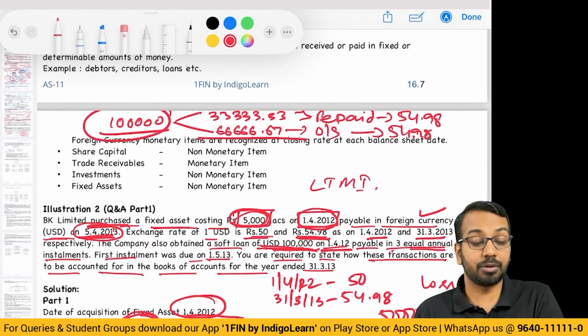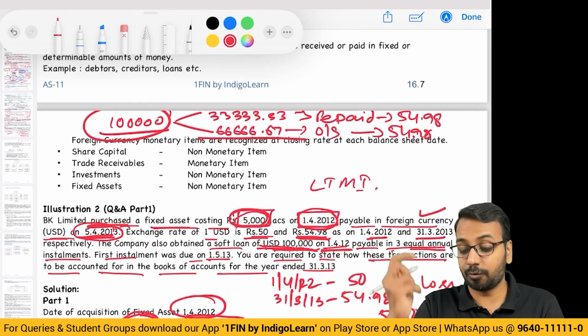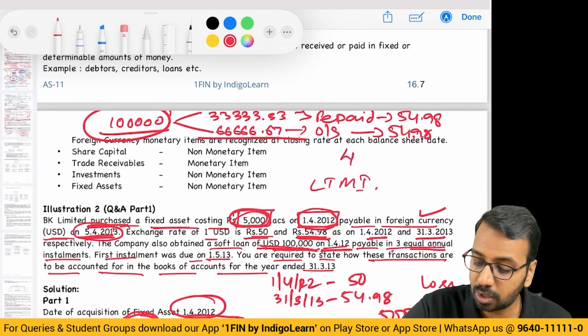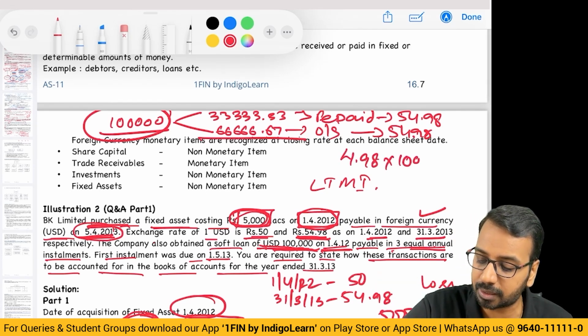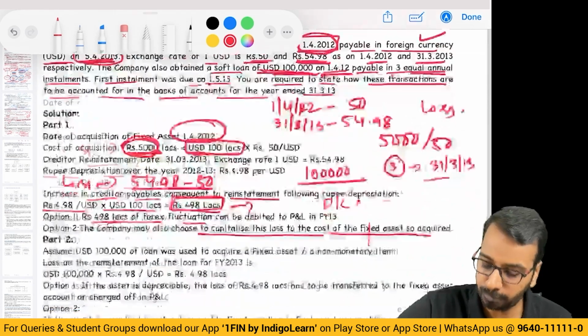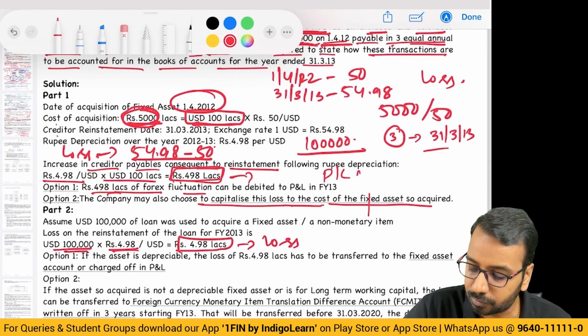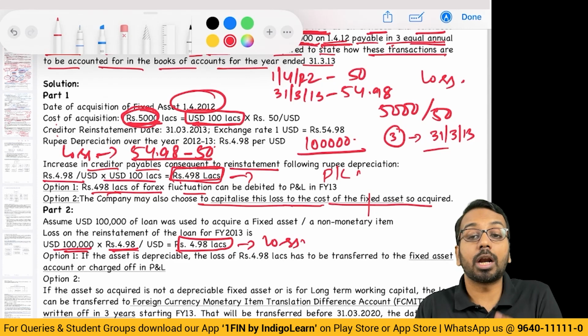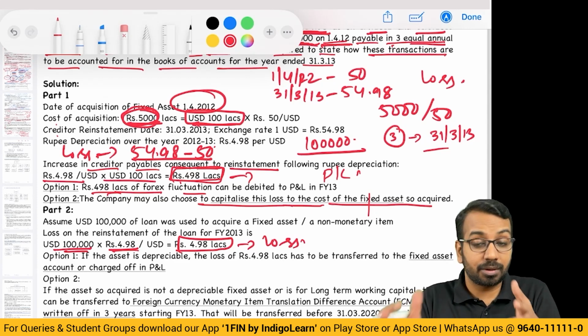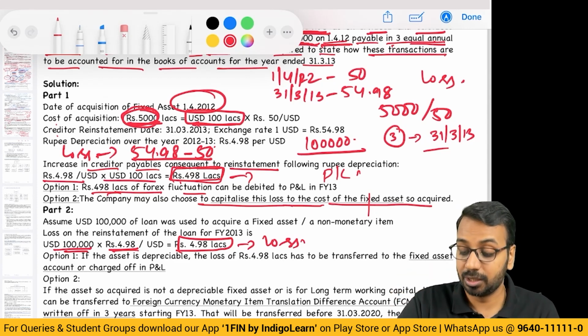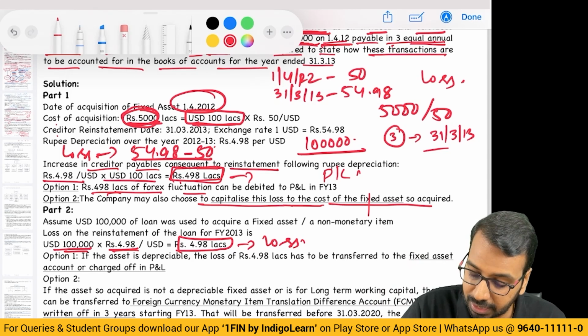When we took it, it was at 50. Now it is at 54.98. So the loss is 4.98 into 1 lakh. So in the second case, the $1 lakh of loan into 4.98 is the loss. Now, how do I treat this loss? Again, they have not said whether we have used it to buy the asset or something else. So again, you can give both the options.